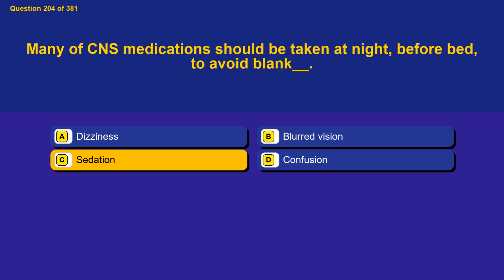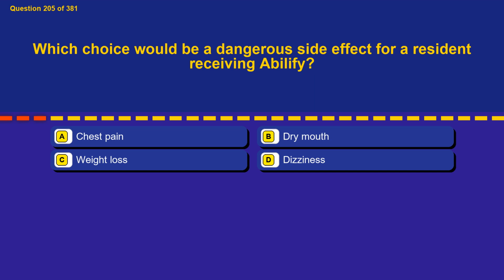The correct answer is option C, sedation. Question 205. Which choice would be a dangerous side effect for a resident receiving Abilify? Option A, chest pain. Option B, a dry mouth. Option C, weight loss. Option D, dizziness.